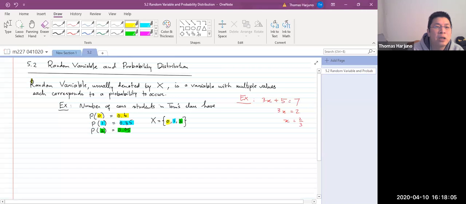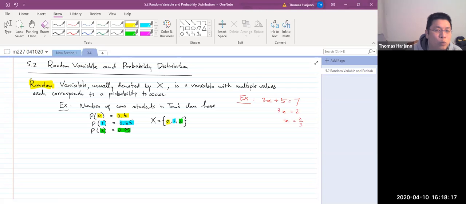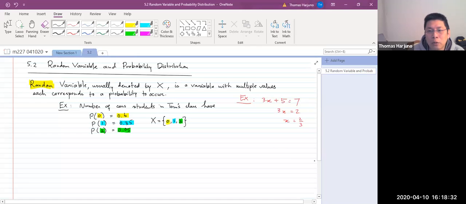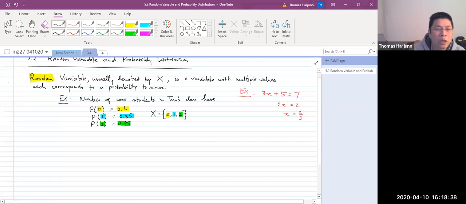The word random here is not totally random like in our daily life when we say random as if it's chaos. No, a random variable has multiple values. It's not that there are so many values and we don't know what they are. It's limited. I mean, it's random, but each has a probability to occur. Now, where does random variable usually give us a headache, like confusion? It usually starts with the difference between random variable and sample space. Okay, let's do the following example here.